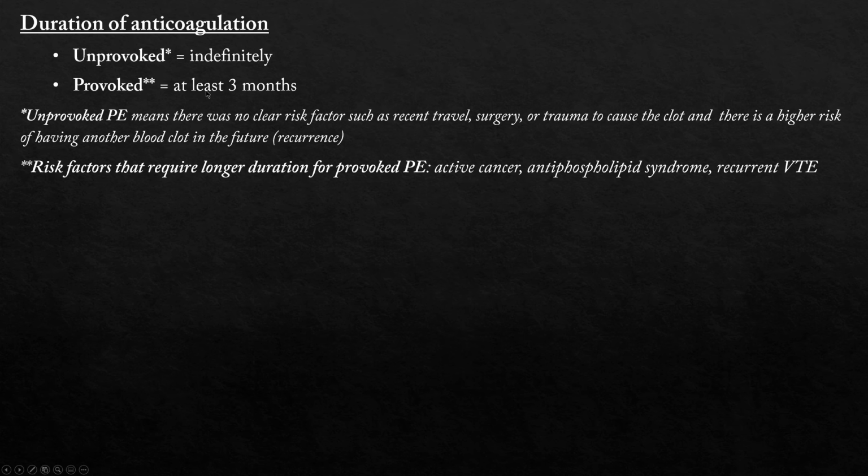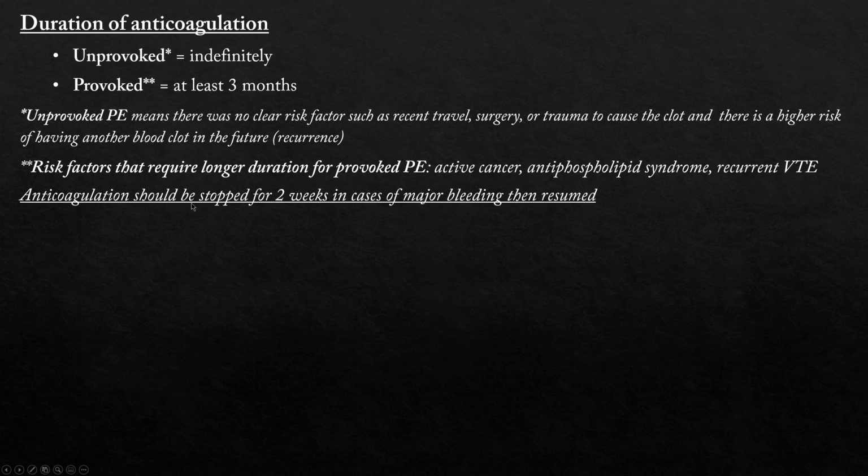Now, which risk factors will require a longer duration for provoked PEs? We said it's at least 3 months, but there are specific ones that usually give more than 3 months. For example, active cancer, right? You're probably going to give it for more than 3 months, maybe 6 months, maybe a year. Antiphospholipid syndrome, right? Recurrent VTEs, like a second or a third one, you're going to anticoagulate for a longer time, all right? Even if it's unprovoked.